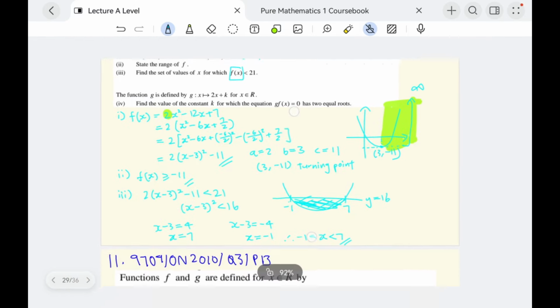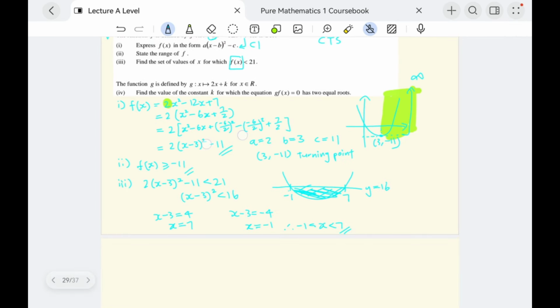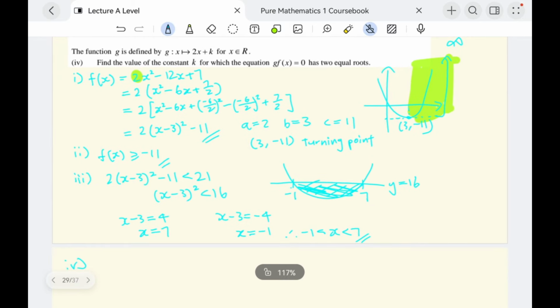I think I have insufficient space already. Maybe I can create a new page. So let's proceed to the fourth part. You have the new function. Function g is defined by g maps x to 2x plus k, for x a real number. Find the value of constant k for which the equation g f(x) equals 0 has two equal roots.